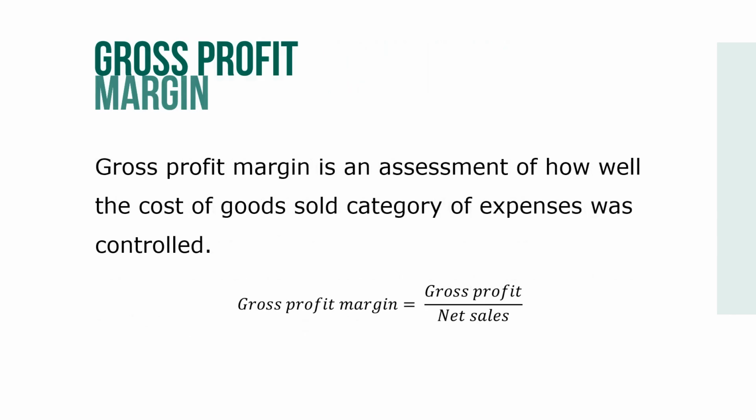Gross profit margin is the assessment of how well the cost of goods sold category of expenses was controlled. In particular, this measure spotlights a firm's management of its purchasing and pricing functions. Gross profit margin is expressed as a percent of net sales, where gross profit margin equals gross profit over net sales.